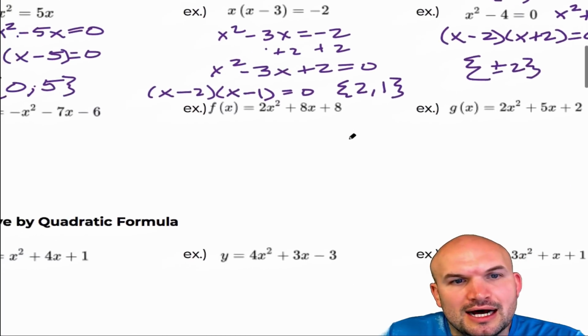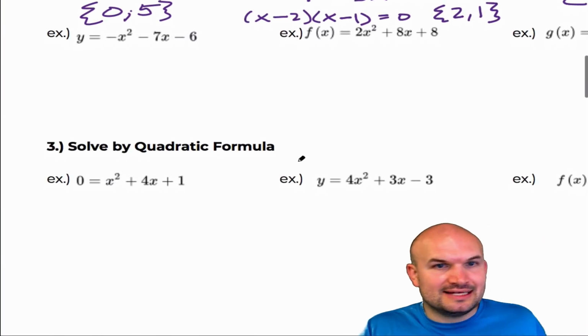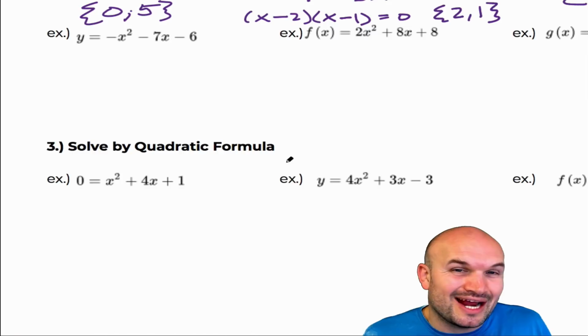Okay, now let's go and move on to the next one. And now we're going to be dealing with trinomials when our a is not equal to 1.